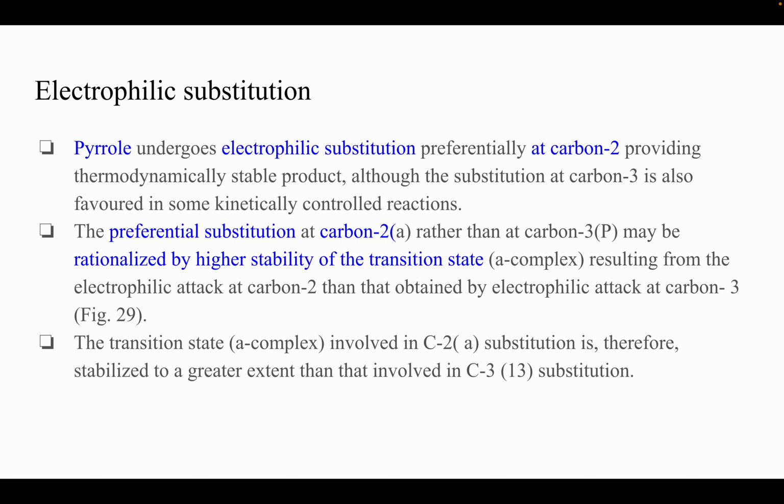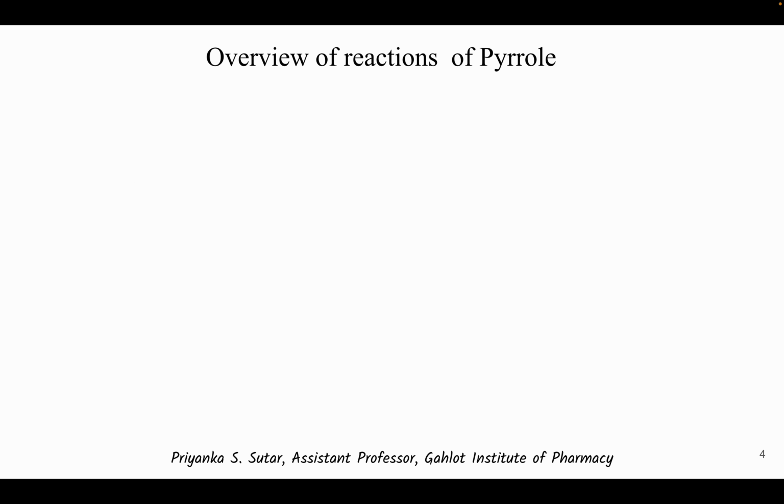You will see that there are some exceptions. This is the basic rule that electrophilic substitution of pyrrole will occur at carbon number 2, but you will have to remember the exceptions. There are a few exceptions we will discuss. Starting with the first reaction, that is chlorination. We will see halogenation, nitration, and sulphonation, and we'll start with chlorination.